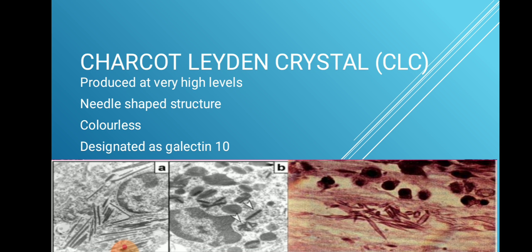Charcot-Leyden crystals. These are colorless needle-shaped structures. They are designated as galectin 10. They are produced at very high levels.